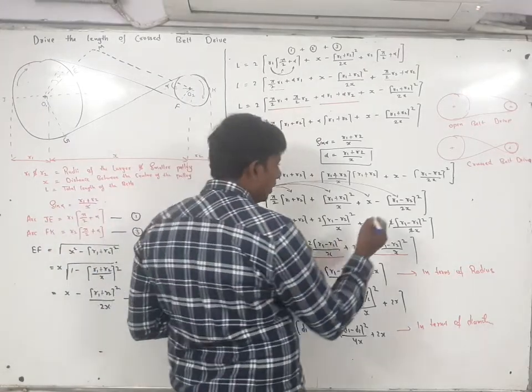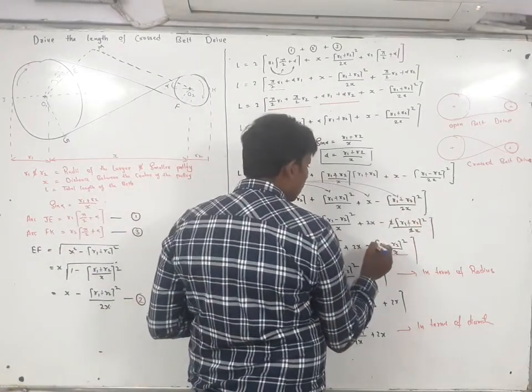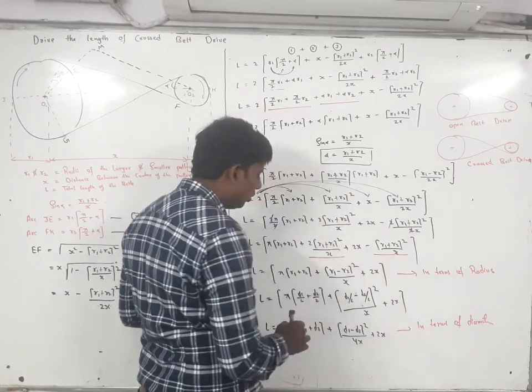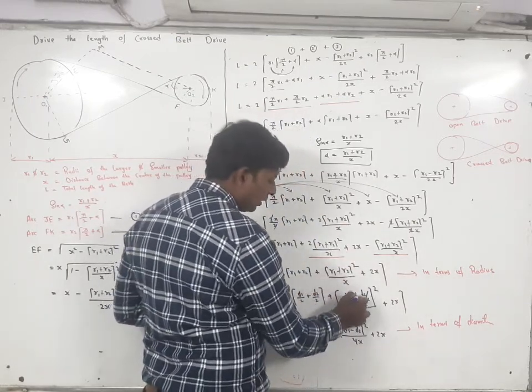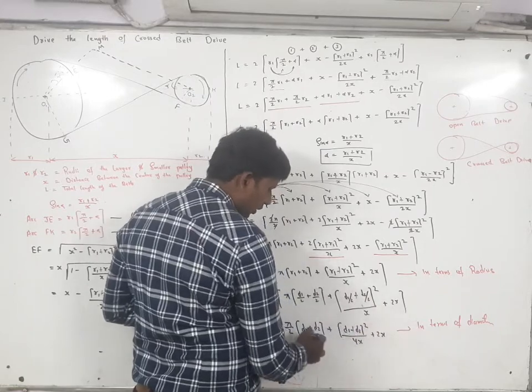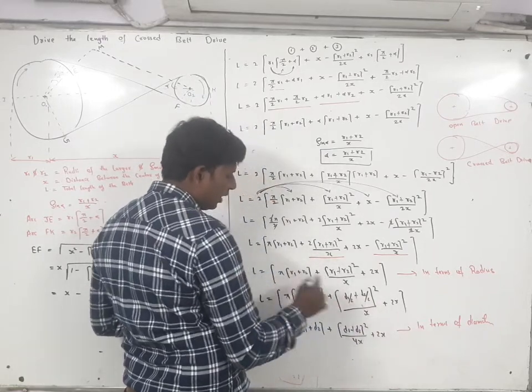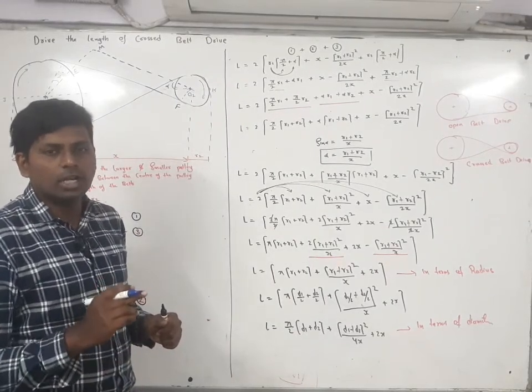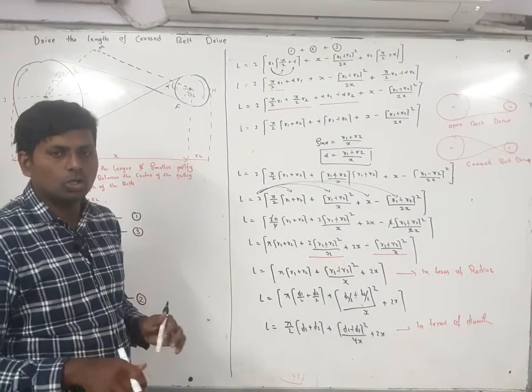But the thing is that here it will come plus, here also plus, this is also plus, this one is also plus, and here also plus. Wherever you are getting minus, you have to convert it into plus, in which belt drive? Cross belt drive. Suppose it is open belt drive, no need to change here.